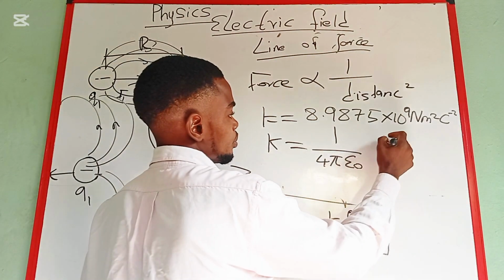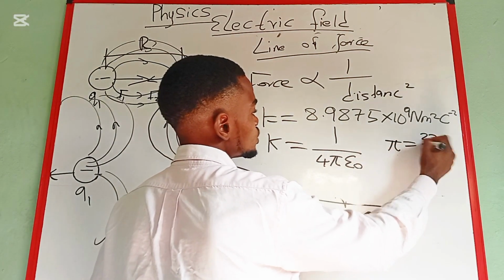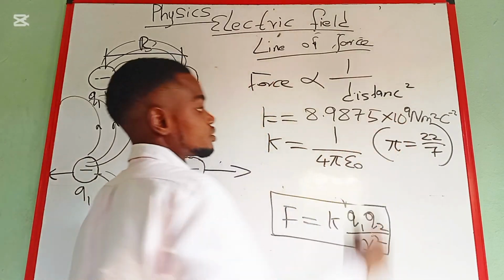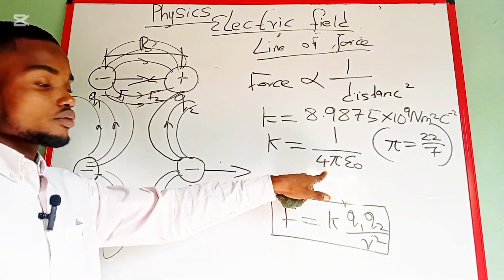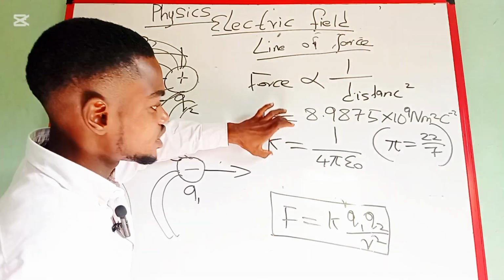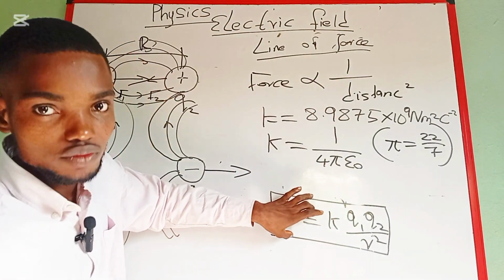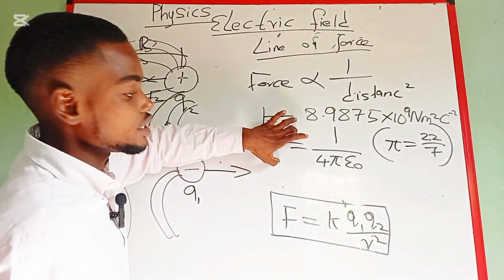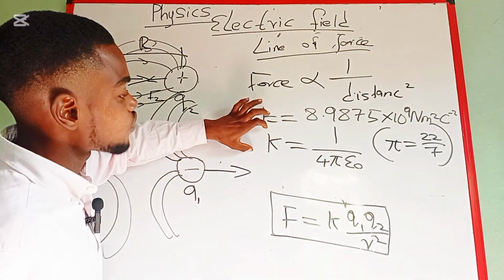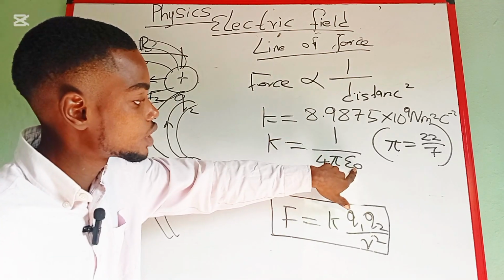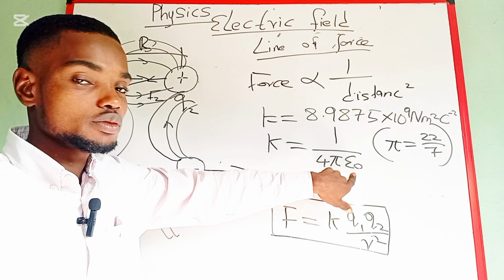All right, and then pi is equal to 22 over 7. That is the pi you're going to use. So remember that this is used in finding the force. Now, when we use this formula, maybe you are asked to find the constant of proportionality and you're given the permittivity of free space.